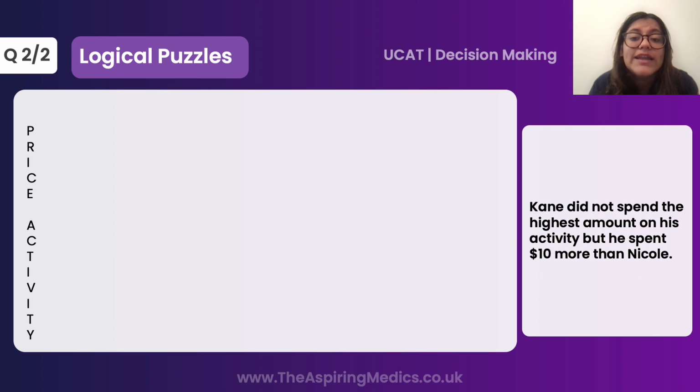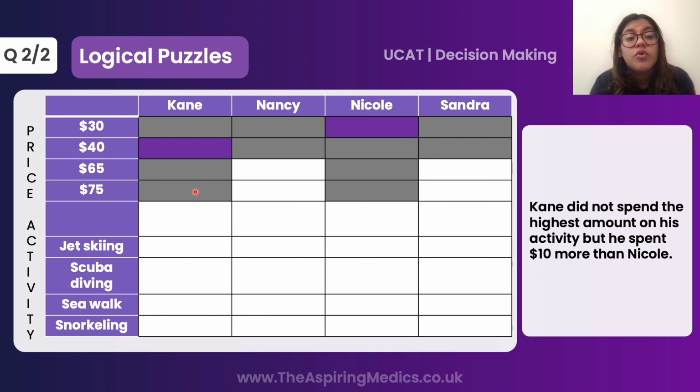So Kane did not spend the highest amount on his activity, but he spent $10 more than Nicole. So what I first did is crossed out 75 for Kane because that is the highest amount. So he did not spend $75 on his activity. However, we do know that he spent $10 more than Nicole. So that means that the difference between the amount that Nicole spent and Kane spent was $10. And the only two prices that are $10 apart are $30 and $40.